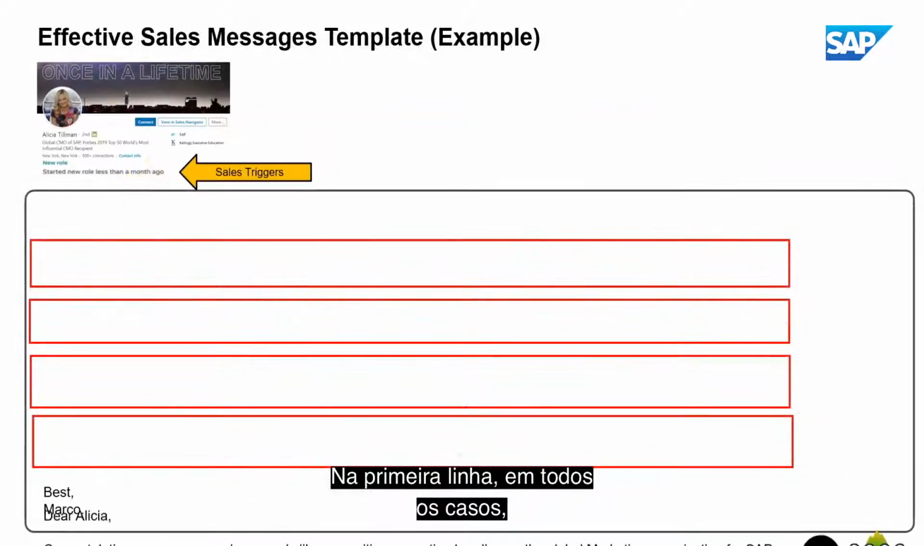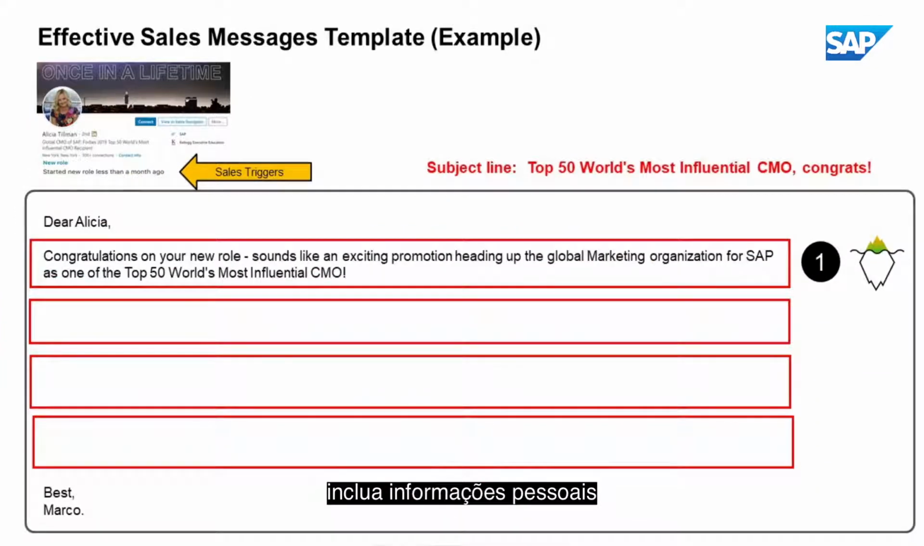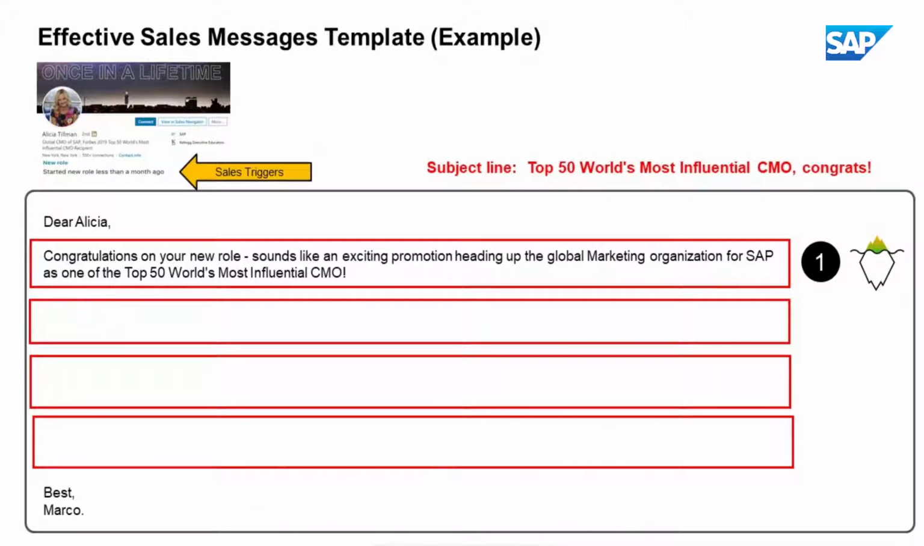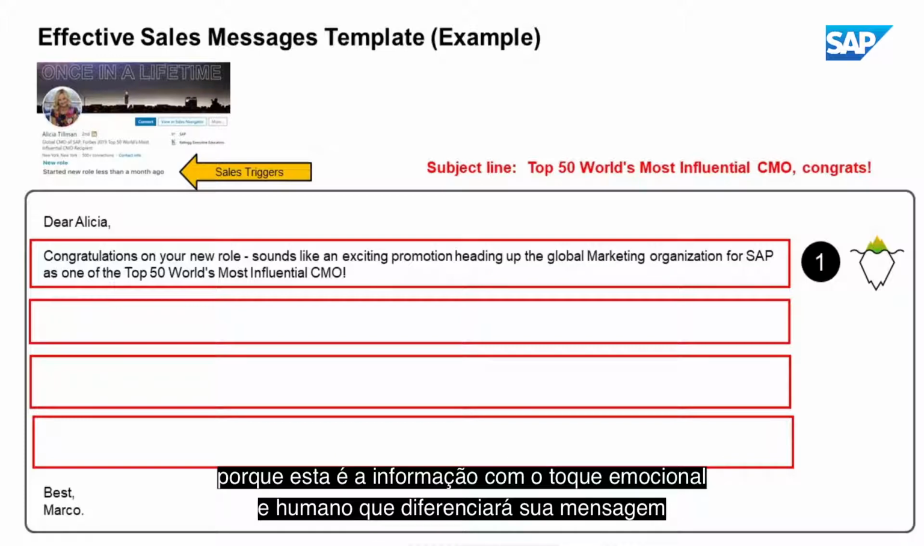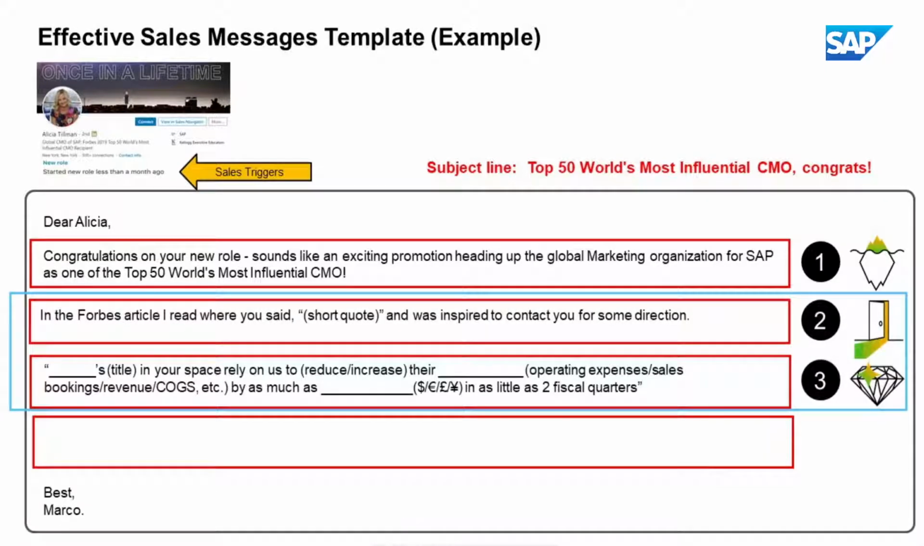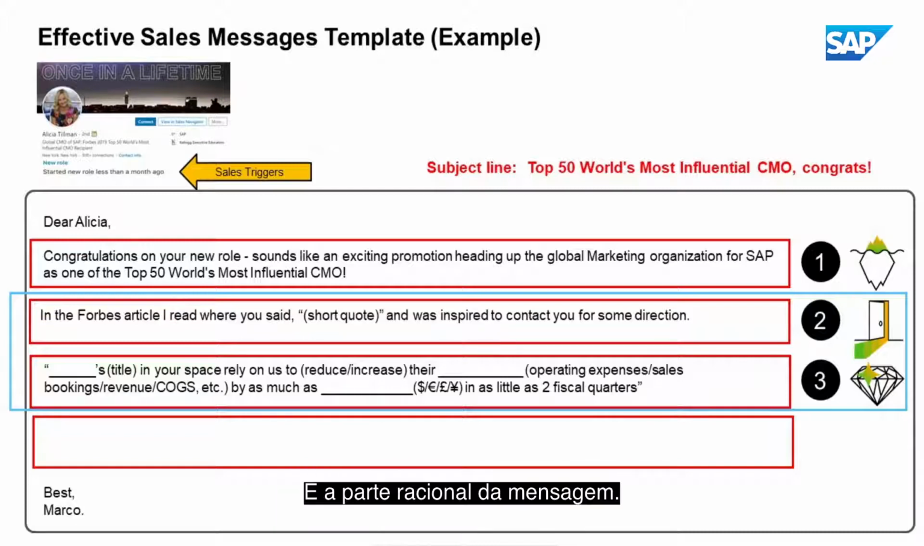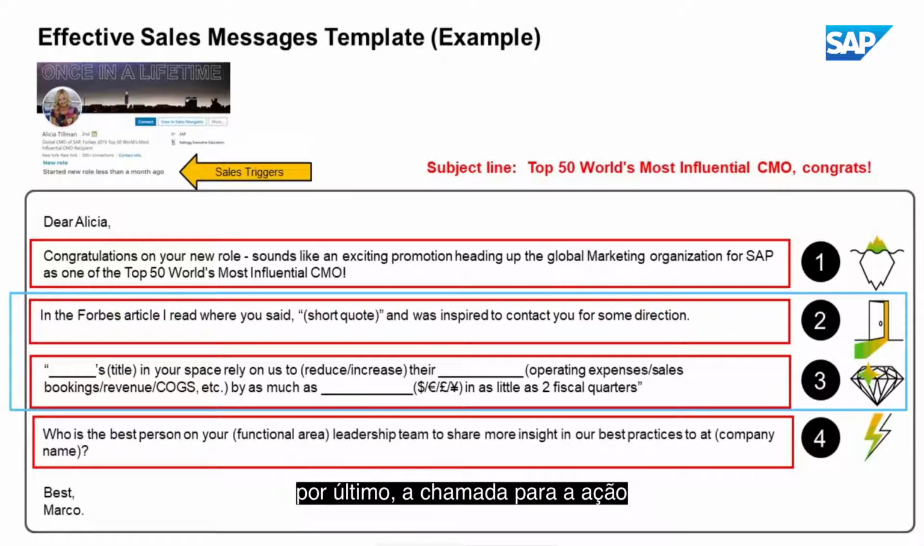In the first line, in 100% of the cases, you should include personal information coming from your customers. I mean the sales triggers found from your social listening practice. This information is the one that will give the emotional human difference to your message. Next is where you will articulate your value proposition. Usually, it has a short intro next to the wow factor needed to awake interest from your prospects. Usually, this is the rational piece of your message. Finally, the call to action.